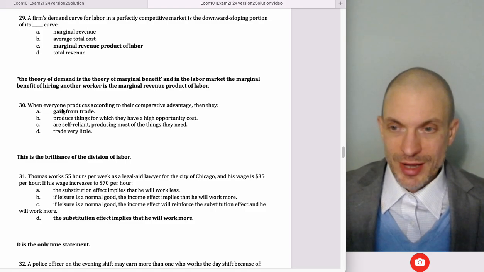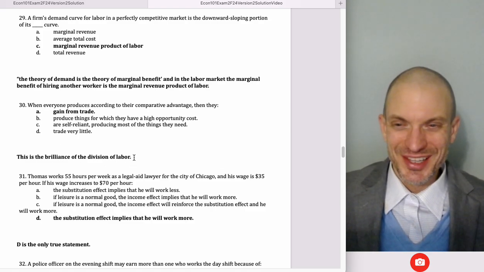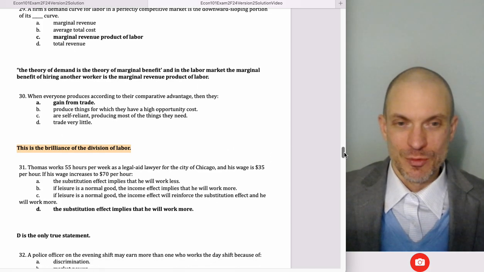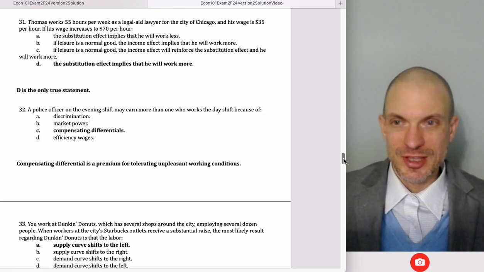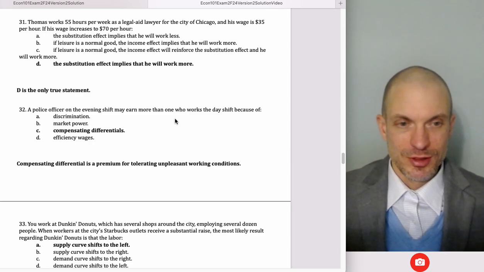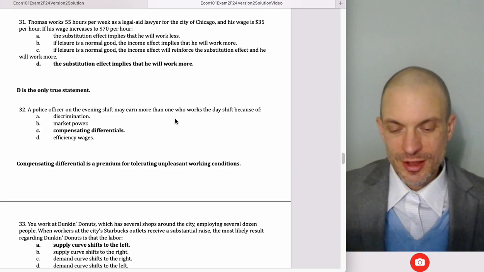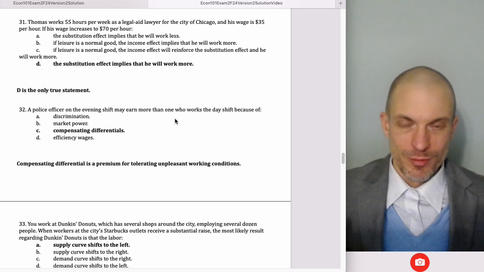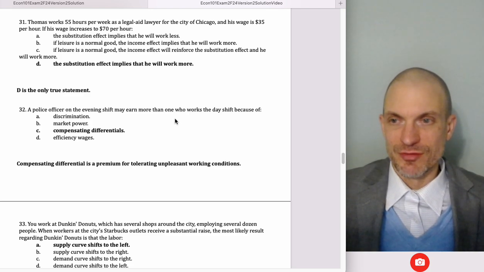When everyone produces according to comparative advantage, they gain from trade. This is the brilliance of the division of labor, right? So if we specialize according to comparative advantage, we can produce more stuff than we could have otherwise, because each individual is giving up the least relative to others for performing that particular task. So we get the most stuff overall.